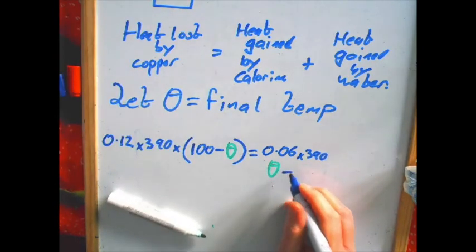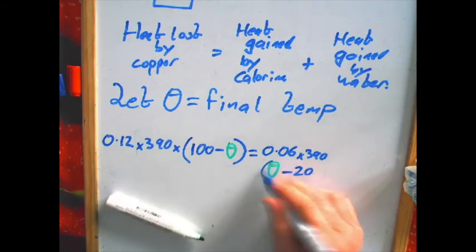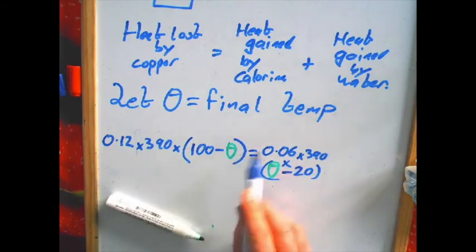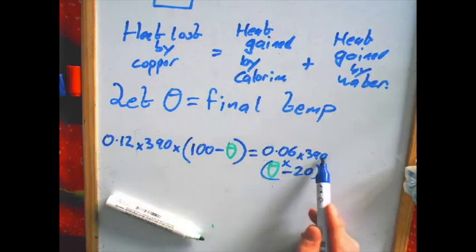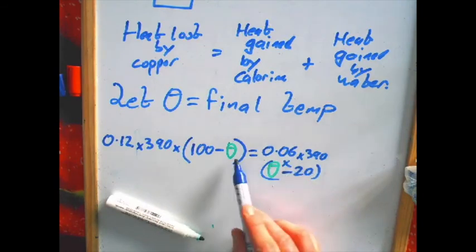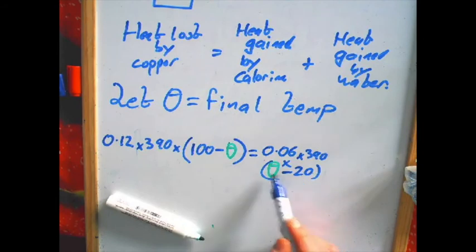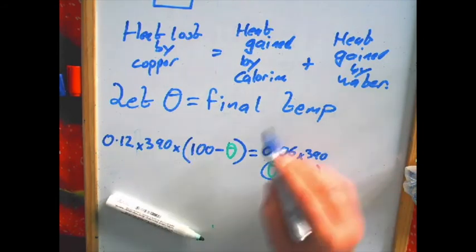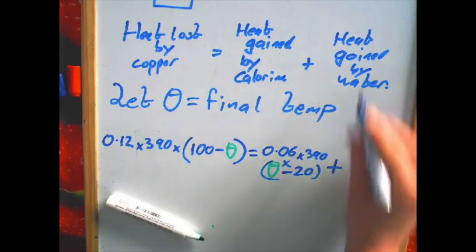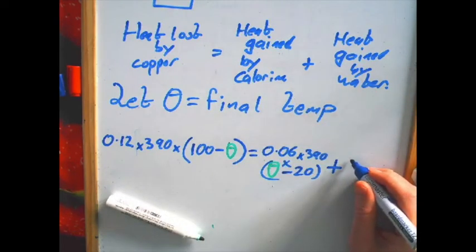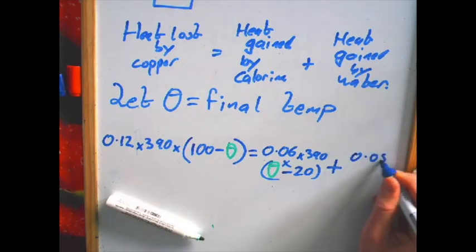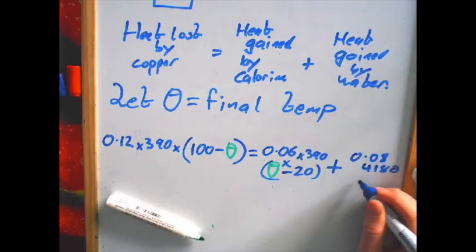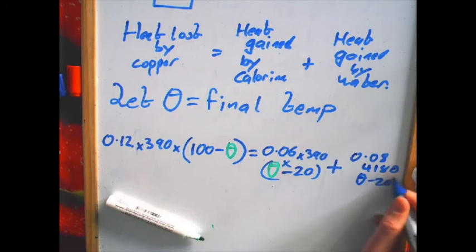The calorimeter is 60 grams, so that's 0.06 kilos. It's also made of copper, so that's times 390. And this time it would have gained heat, so its temperature is going to be theta minus its starting temperature, which was 20. So the heat gained by the calorimeter is its mass times the heat capacity times the temperature difference. And if you're wondering why it's 100 minus theta or theta minus 20, check back to the start of the video. It's because this lost heat and this gained heat.